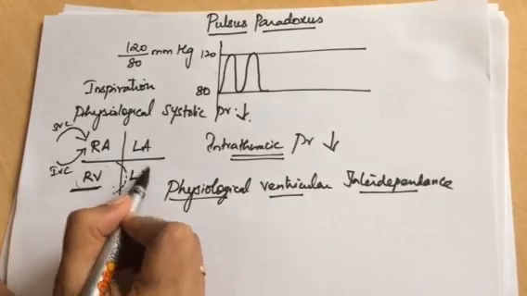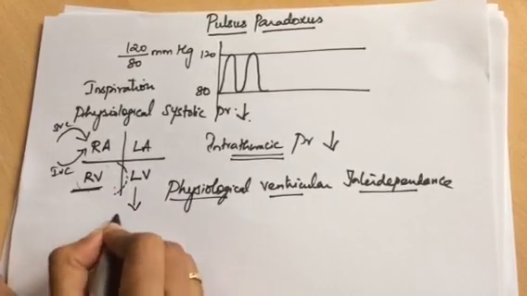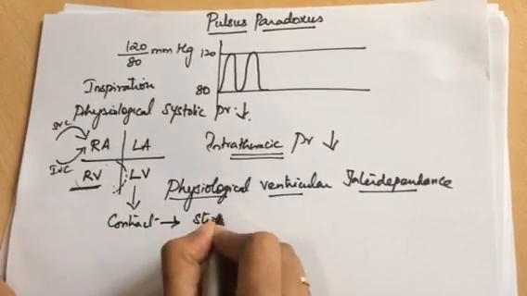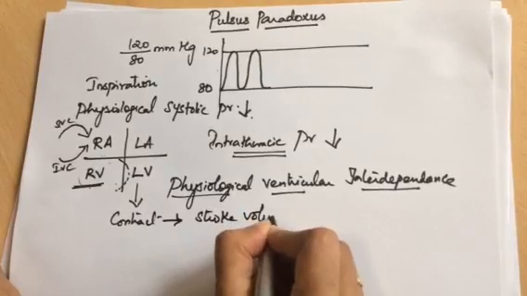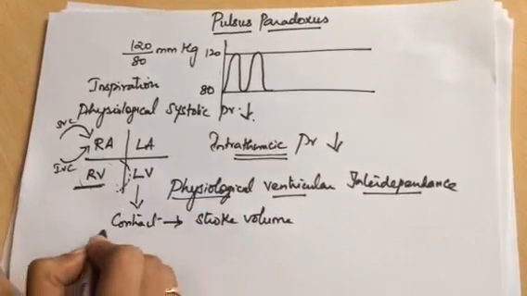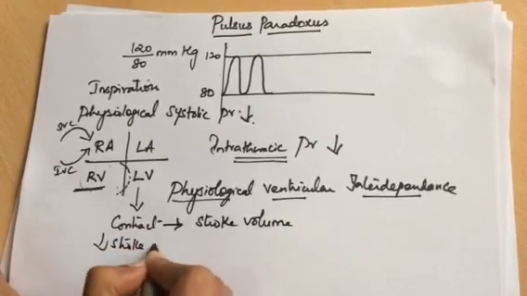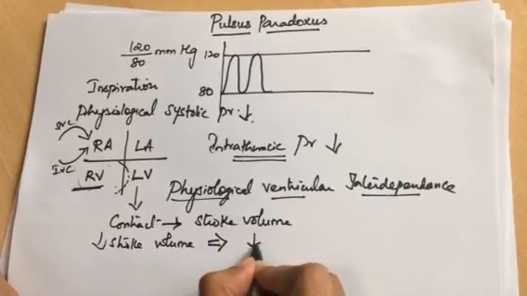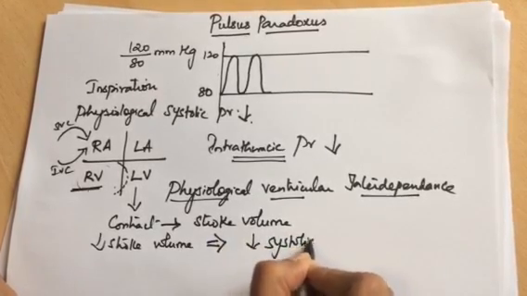Because the left ventricle has to contract effectively to enable an efficient stroke volume, the decrease in the pressure of the left ventricle decreases the stroke volume, which leads to reduction in systolic blood pressure.